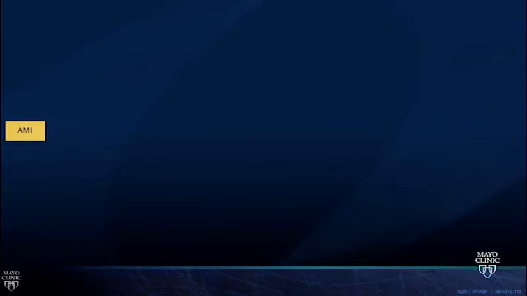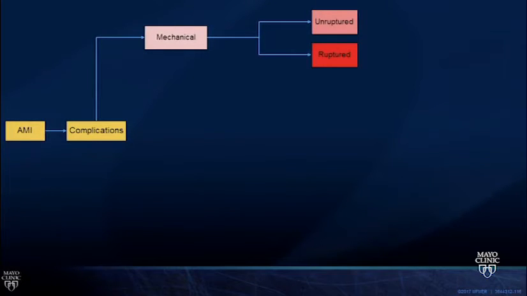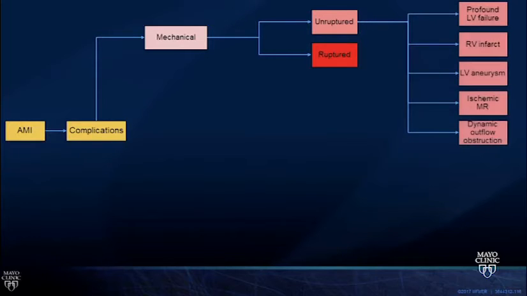Wake up now for the last 2 slides, and we're just going to recap. When you have an MI, you can have a lot of different complications. In fact, we've discussed more than 14 complications during this talk alone. And so it's great to have a framework to organize them. For these complications, they can be mechanical, and within mechanical, you can have unruptured or ruptured complications. The unruptured complications include profound LV failure, RV infarct, LV true aneurysm, ischemic mitral regurgitation, and dynamic outflow tract obstruction. We've outlined the presentation of each of these. We've outlined the hemodynamics and pathophysiology of these, as well as management approaches.